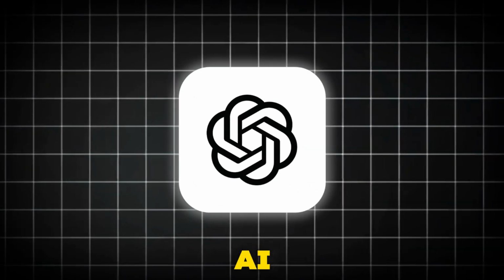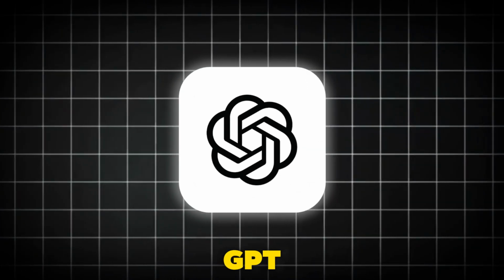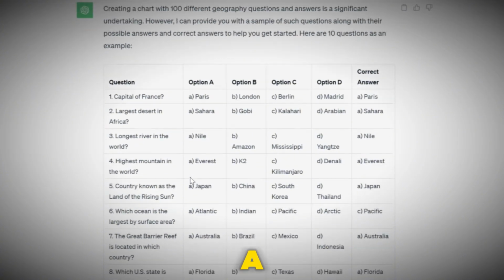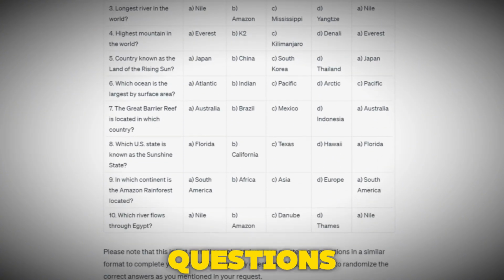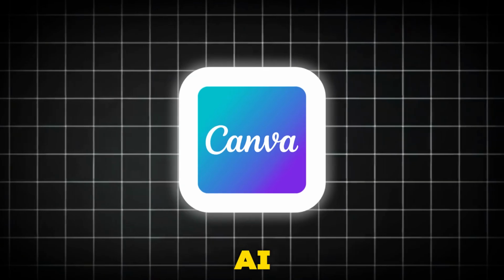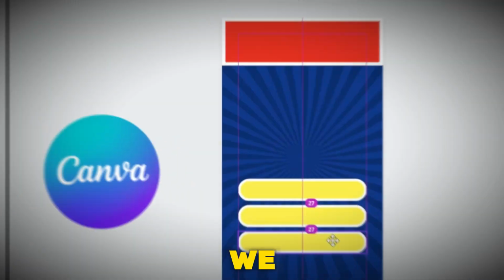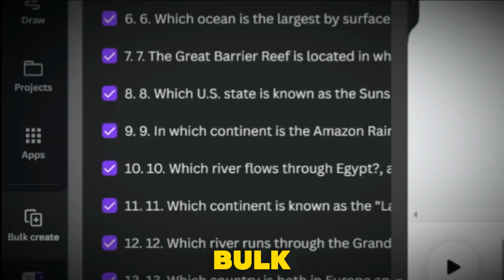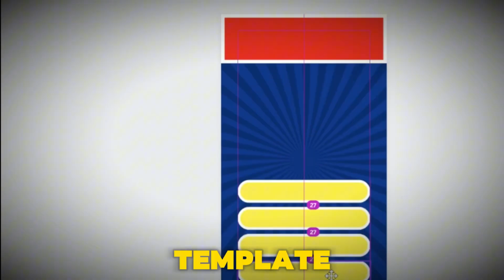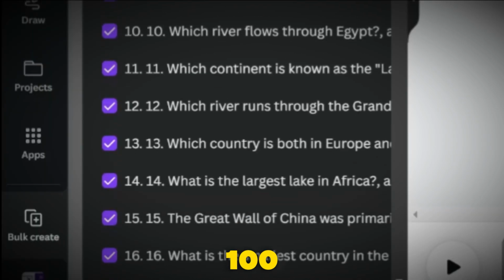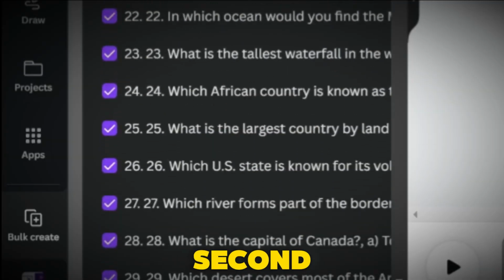The first AI tool is ChatGPT. We will use it to create a chart with 100 geography questions for our videos. The second AI tool is Canva. We will use it for the design and bulk create. We will first create a template. Later, we will generate 100 videos in just 1 second.